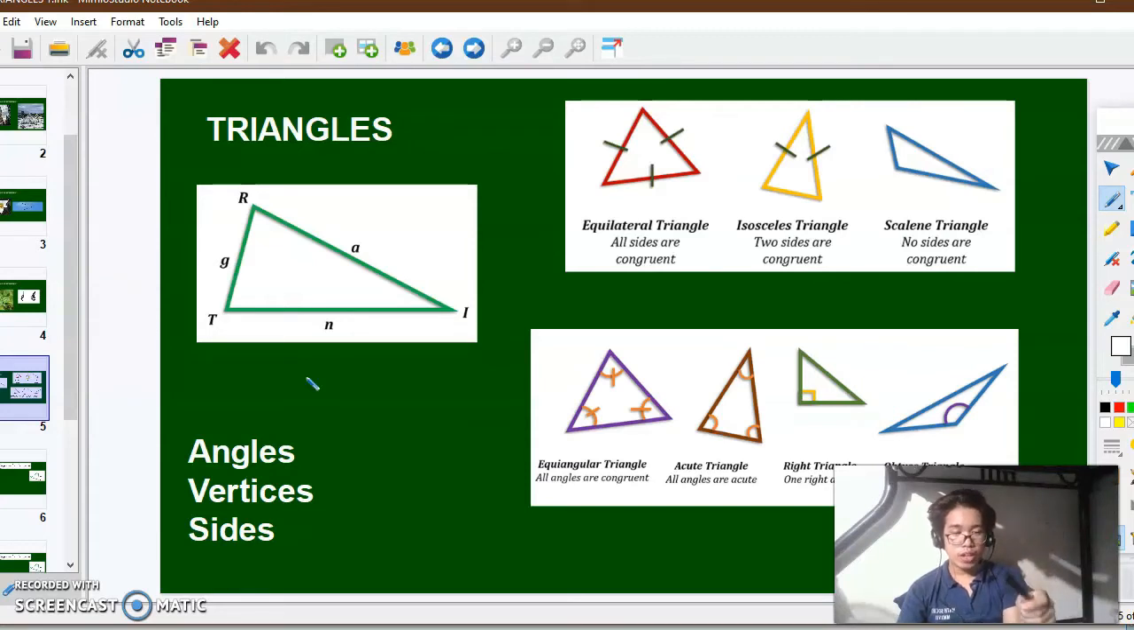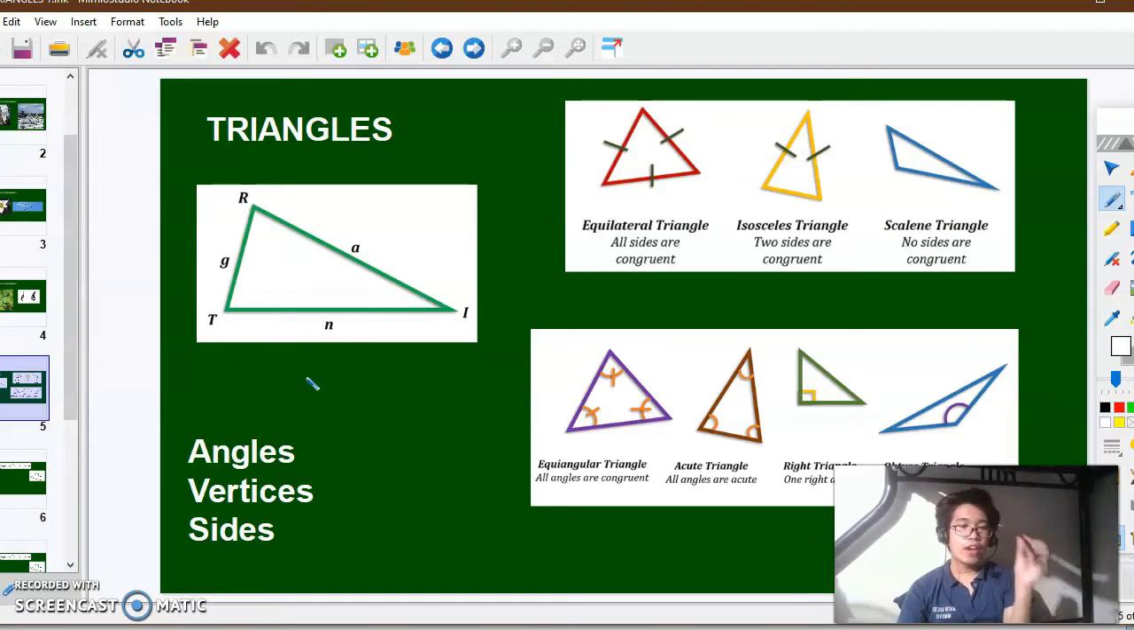Then we have the acute triangle. So an acute triangle has all angles that are acute. So we can say that an equiangular triangle is also an acute triangle because all of the angles are 60 degrees and 60 degrees is an acute angle. Therefore, an equiangular triangle is also an acute triangle.